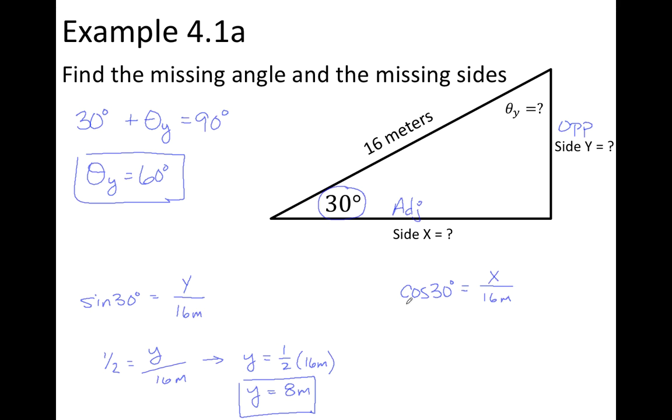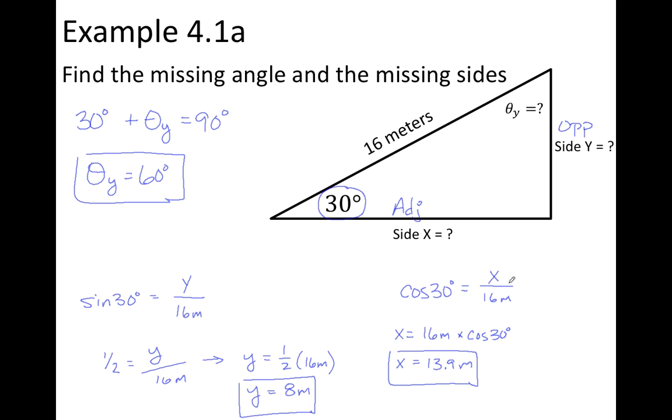Okay? And again, cosine of 30 degrees is just a number, and we can do math and algebra with it just like we do math and algebra with regular numbers. And so we can multiply both sides by 16 meters to get x by itself. So 16 meters times the cosine of 30 degrees is going to give us our answer, 13.9 meters.